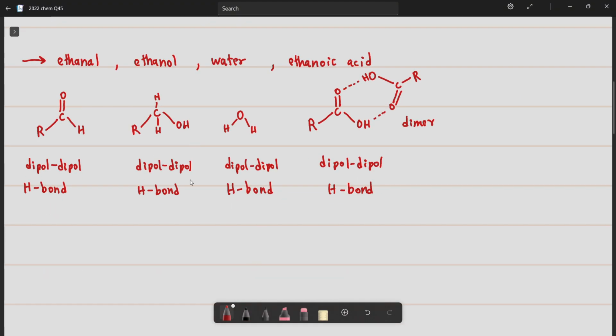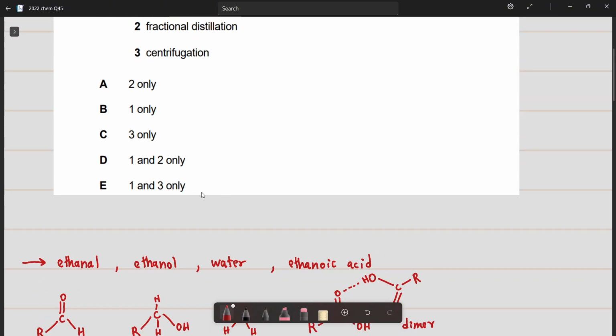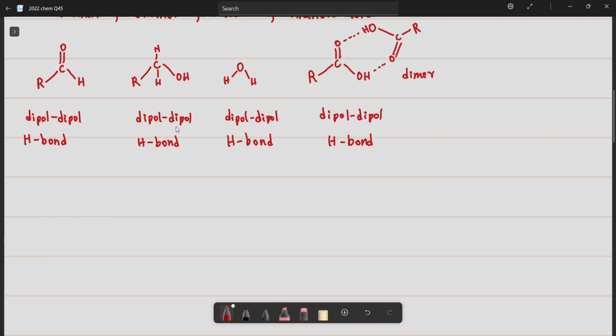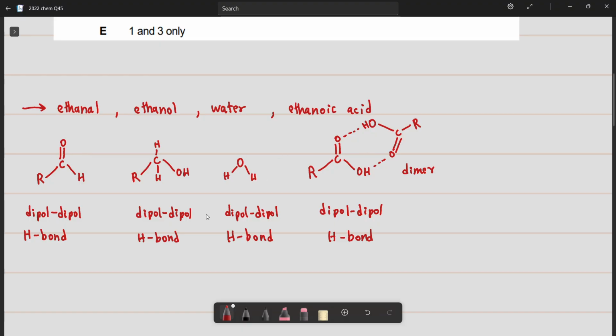Okay, so these are the major interactions formed, but we know ethanoic acid forms a dimer, which is a stable structure, and also forms the most hydrogen bonds. But ethanol is the weakest over here, having the lowest boiling point because it only forms one hydrogen bond, and it does also form dipole-dipole interaction. Okay, so that's for these four molecules, the interactions that are formed.